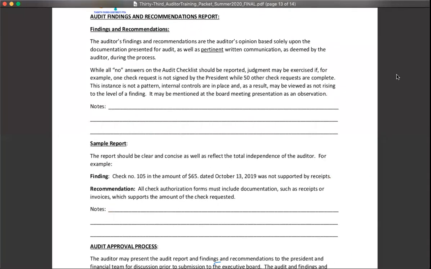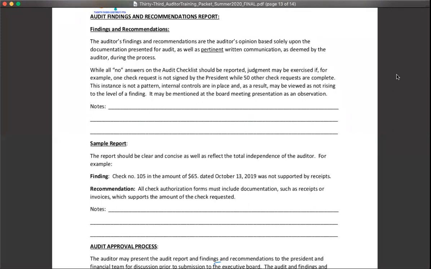Okay, like I said, there shouldn't be a lot of interaction between the treasurer and the auditor. There should be a pertinent written communication as deemed by the auditor during the process. If you're saying that you need something that they said they've given it to you, put that in writing.